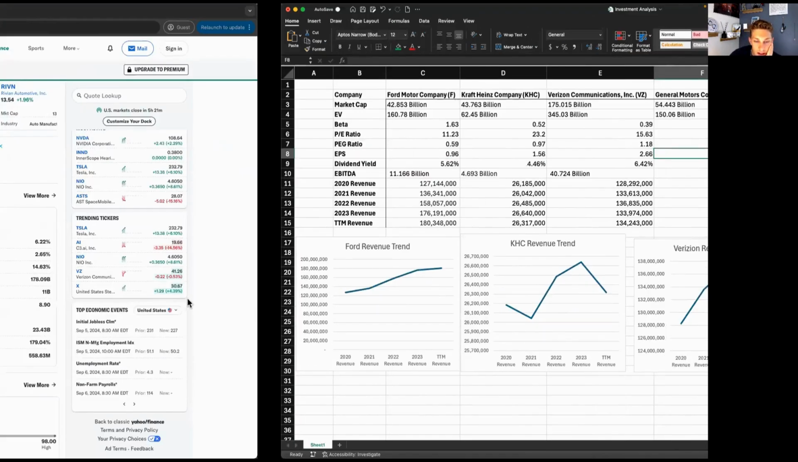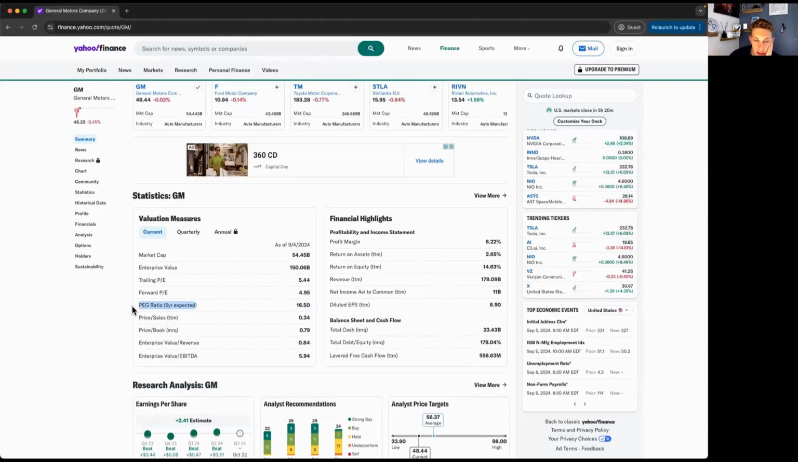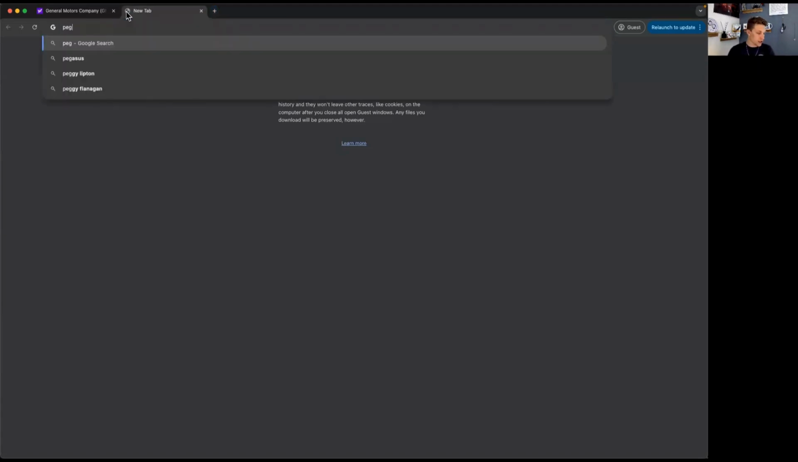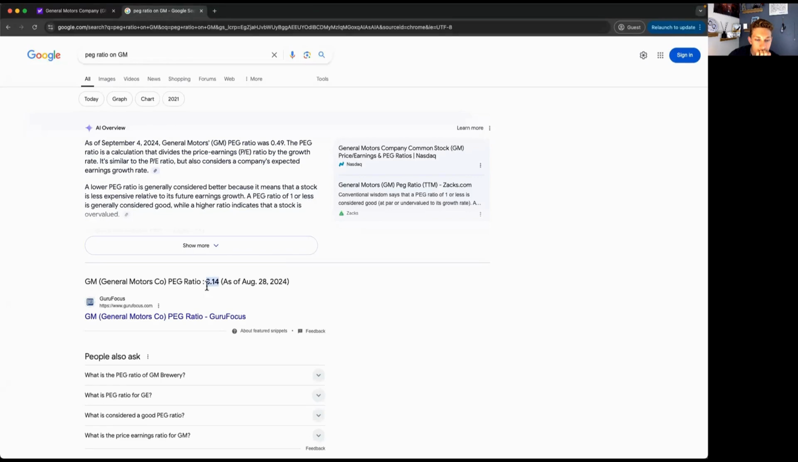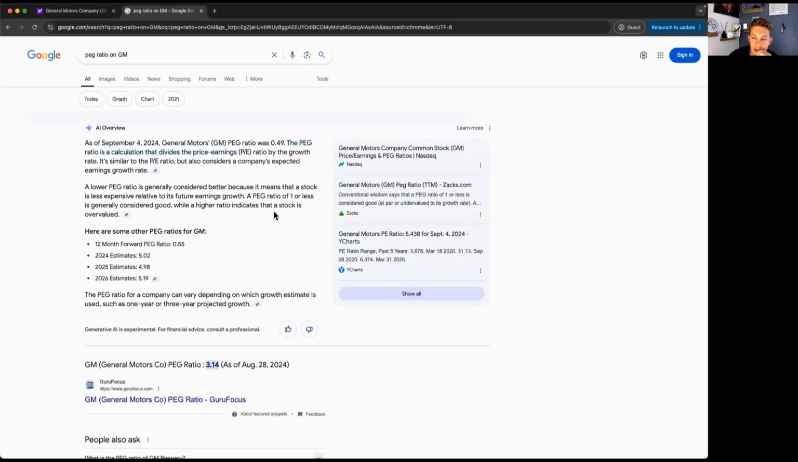Huh. Okay, well that seems wrong, but hey, that's what it says. I'm kind of curious because that's really high. PEG ratio on GM. Yeah, that makes more sense. 28. PEG ratio. Yeah, this is interesting.